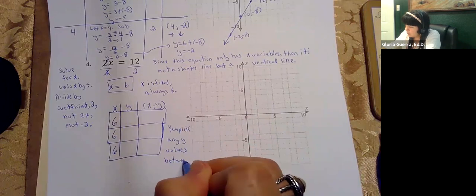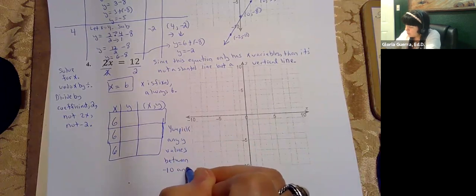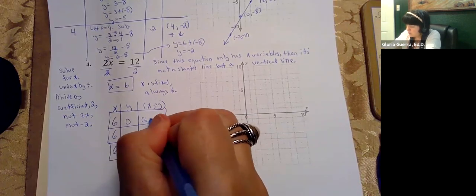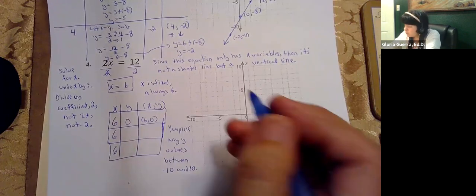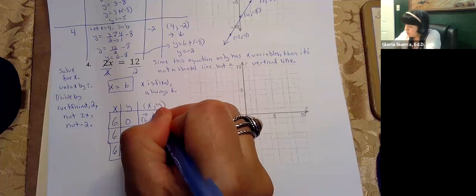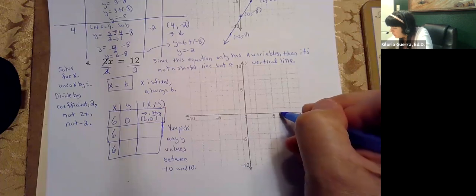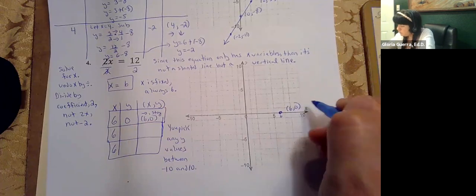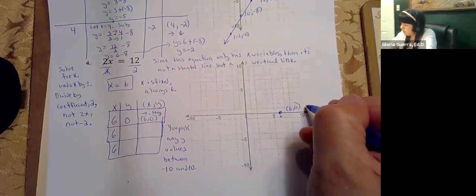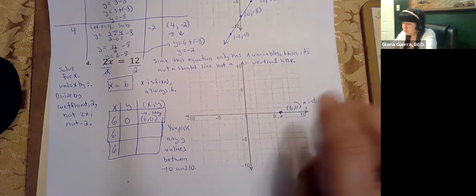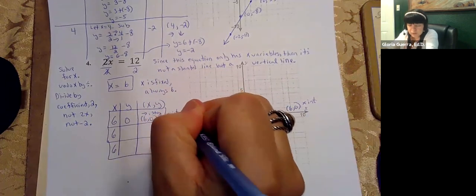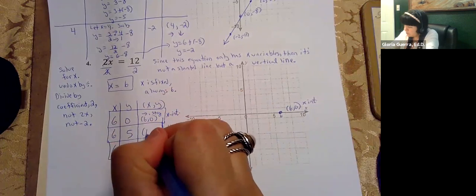between -10 and 10. So I'm going to pick 0 because that's popular. It's an intercept, 6, 0. You would go to the right, and then you would stay. So you would go to the right 6, which is about right here, and then you would stay. So that's 6, 0. And that happens to be an x-intercept. See, it crosses the x-axis. That's an x-intercept.